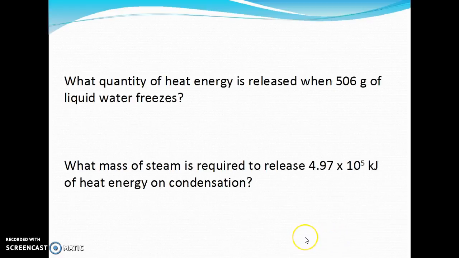So let's do one more thing. What quantity of heat energy is released when 506 grams of liquid water freezes? And what mass of steam is required to release 4.97 times 10 to the 5th kilojoules of heat energy as it condenses to water? And you can use the molar heats that we showed you on a previous slide.